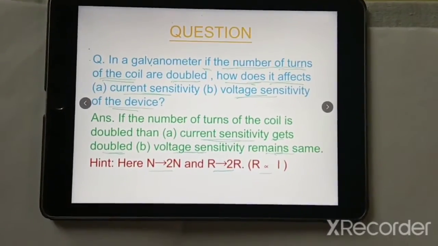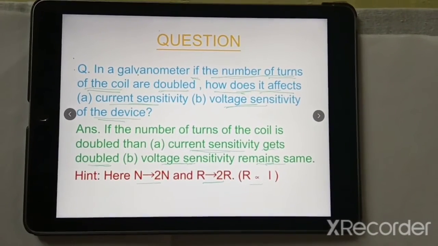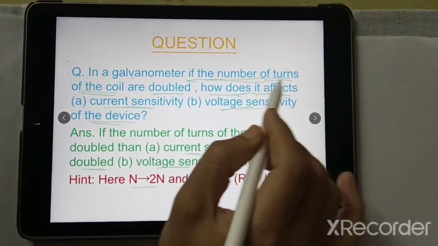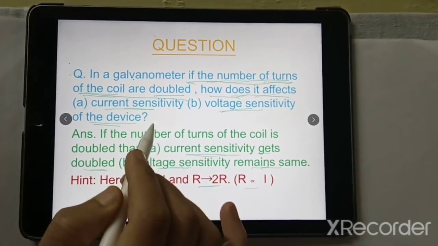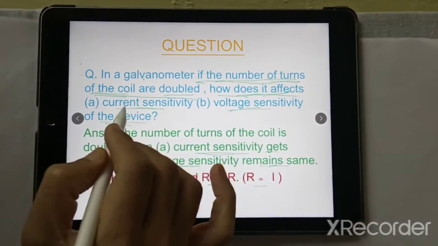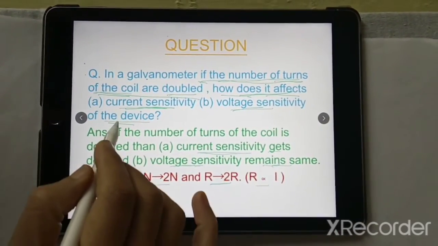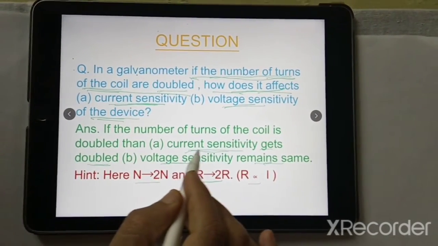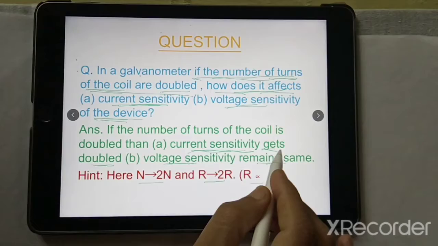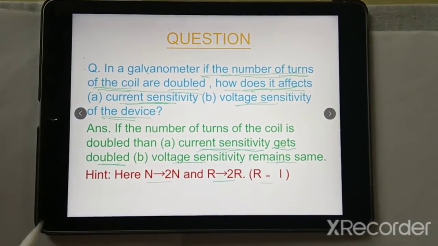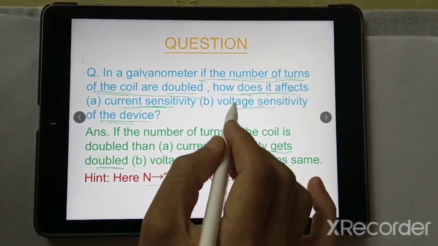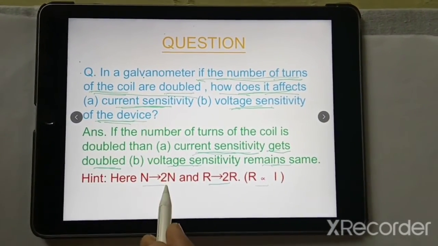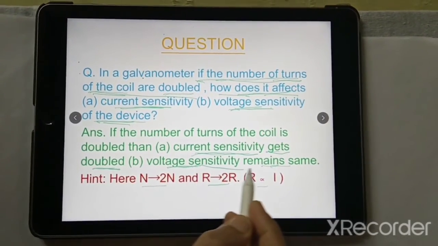This is a question of voltage sensitivity. The question is that if the number of turns of the coil are doubled, does it affect the current sensitivity of the device? The answer is yes, it affects the current sensitivity of the device, and the current sensitivity gets doubled. And the B part is, does it affect the voltage sensitivity of the device? The answer is no, the voltage sensitivity remains same.